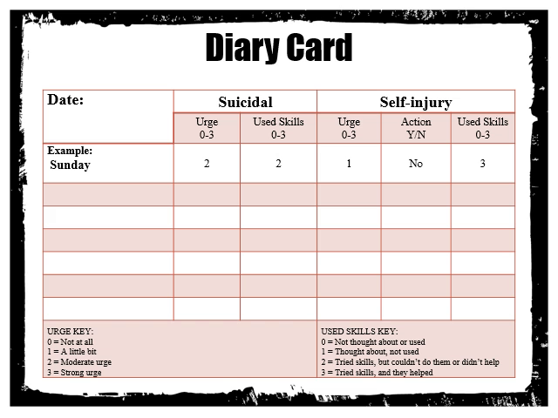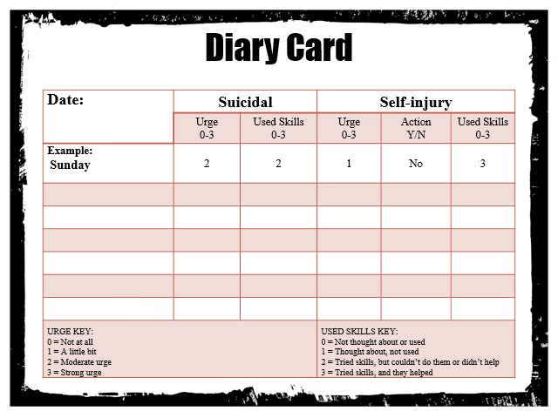Here's an example of a diary card from a behavioral kind of viewpoint. This is a behavioral diary card that's commonly used in things like DBT. If you look at the very top row, you see suicidal and self-injury identified as the behaviors that are being tracked. For suicidality, if you look one row below, you notice that it says urge 0 to 3, used skills 0 to 3, and then under self-injury it says urge 0 to 3, action YN, and used skills 0 to 3. Let's follow the example in the next row to understand what this all means.